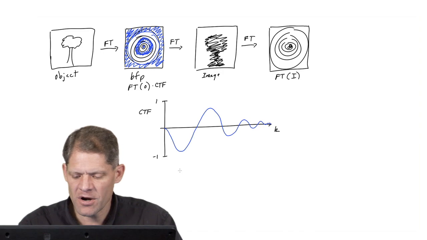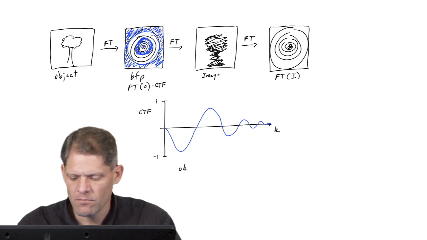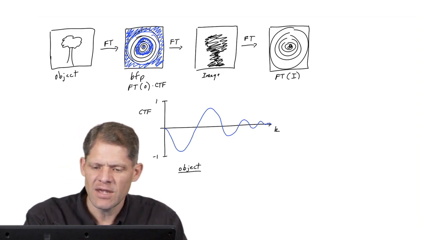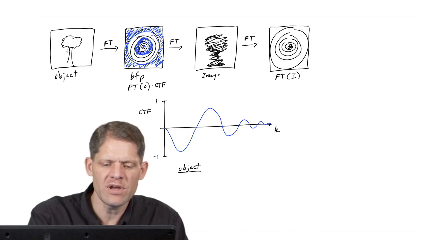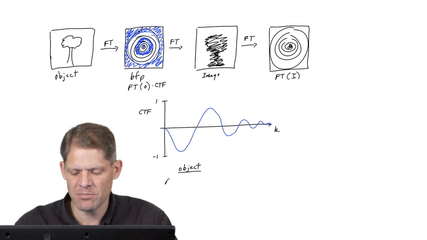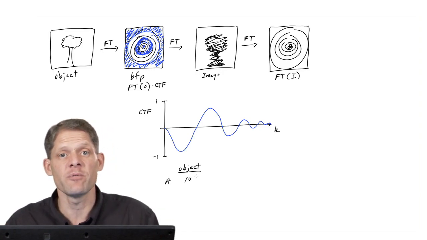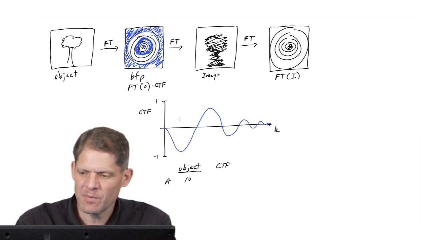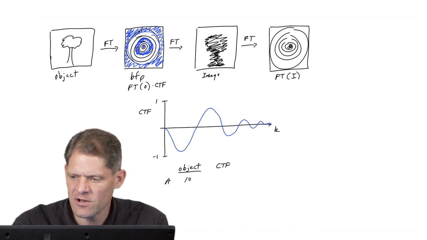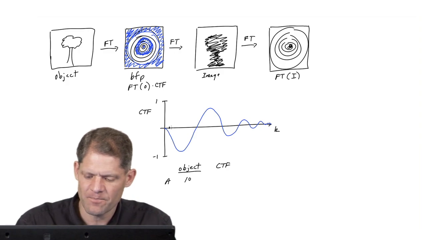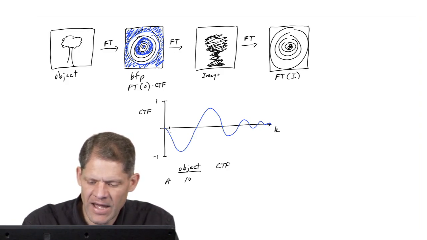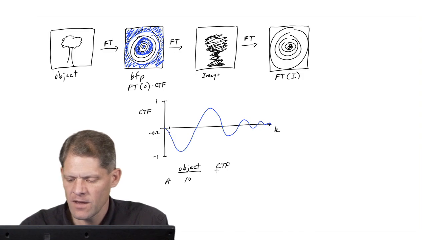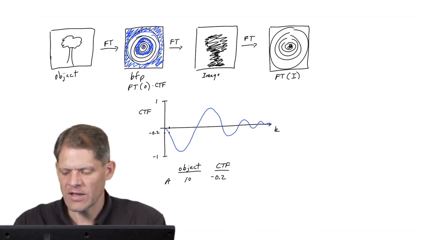So if we were to make a little chart, let's suppose that this pixel in the true Fourier transform of the real object should have had an amplitude with a value of 10 in some arbitrary units. Now the CTF at that same spatial frequency, very close to the origin, so maybe it's here. The CTF at that spatial frequency may have been quite low, like -0.2, for instance. And so that's what the CTF is.